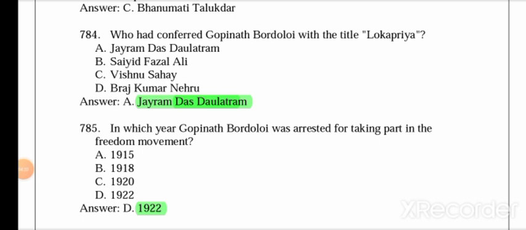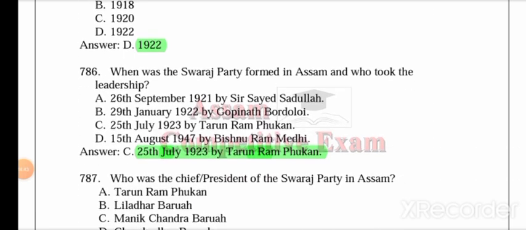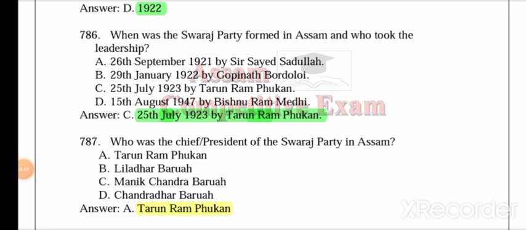Who conferred Gopinath Bordoloi with the title of Lokpriya? It was Jairamdas Daulatram, who was the first governor of Assam. In which year was Gopinath Bordoloi arrested for taking part in the freedom movement? 1922. When was the Swaraj Party formed in Assam and who took the leadership? It was on 25th July 1923. The Swaraj Party was formed and led by Tarun Ram Phukan.